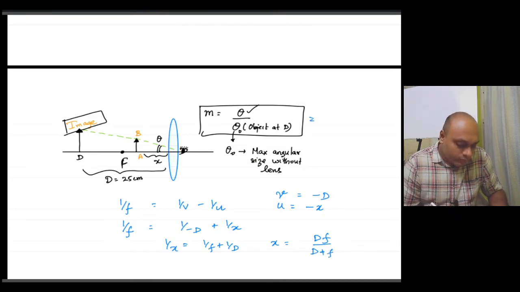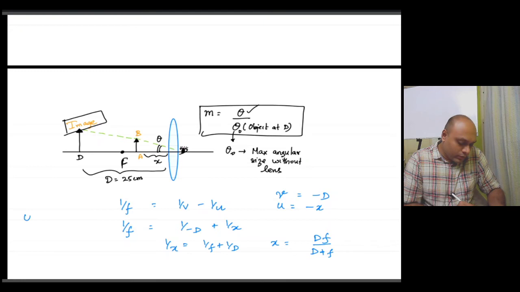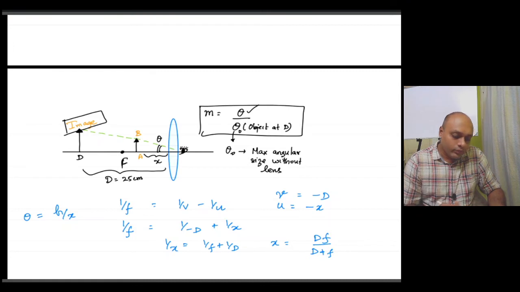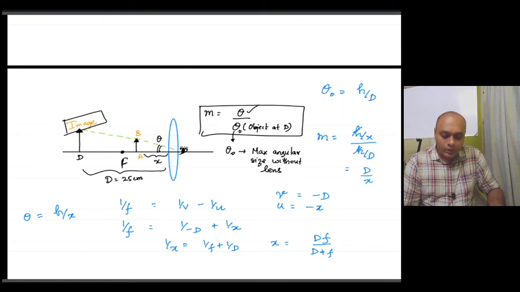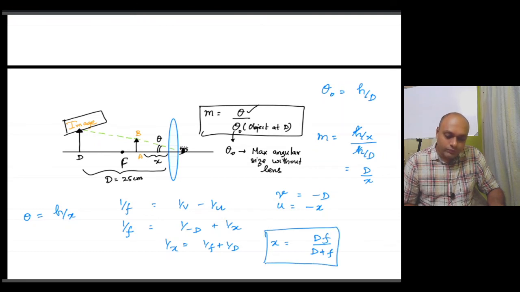Now what is going to be theta? You look at the diagram. Theta will be equal to h divided by x, and theta naught, that is without the lens, the maximum angular size which you can get, that is going to be h divided by d. So now we will get the magnification. We will substitute for theta as h by x and theta naught as h by d. Now h and h will get cancelled out. Now the magnification will be d by x, and x value we have over here, df divided by d plus f. So we will substitute in place of x.